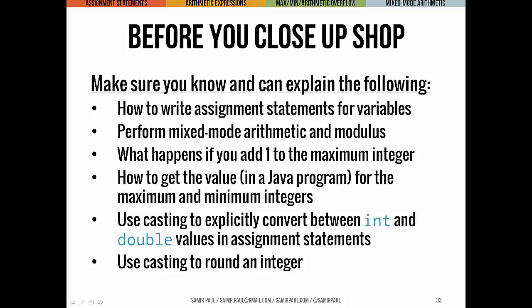Okay, how do you actually get the value for the maximum and minimum integers in a Java program? And how can you cast to convert between an int and a double? What's the syntax look like? What happens to the values? And last of all, how can you cast in order to round a number? Okay, so lots to handle from this lecture.